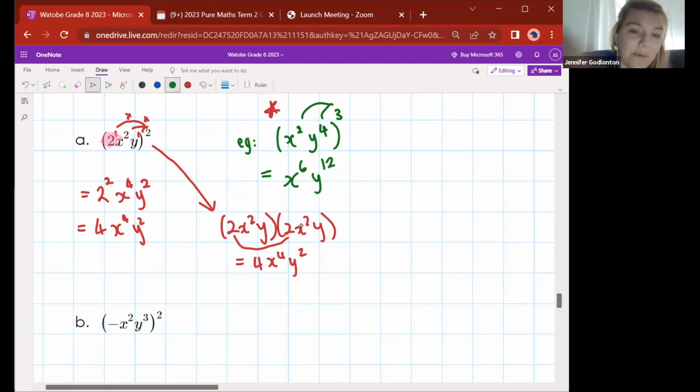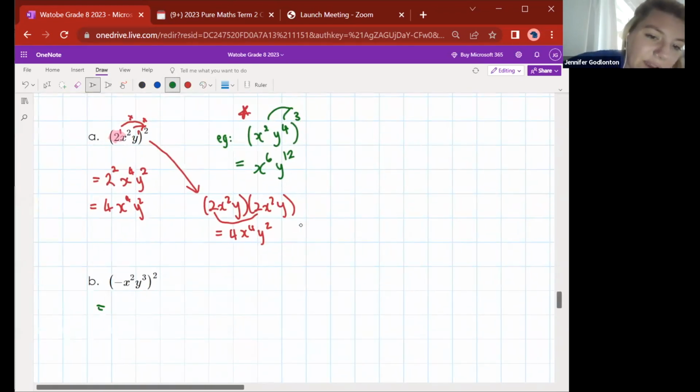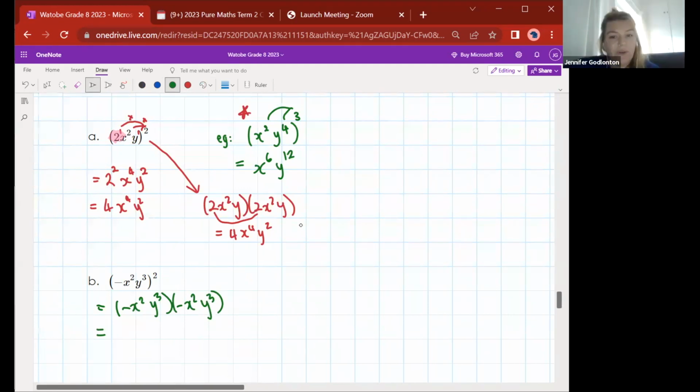Again, you can use that same concept here. You can write this bracket out twice. So you can write this as negative x squared y to the 3, negative x squared y to the 3. And that should help you. So just remember your signs, numbers, variables. So in this case, what does a negative and a negative create? If we have 2 negatives that we're multiplying together, it's going to be a positive answer. Then look at your x's and then look at your y's.